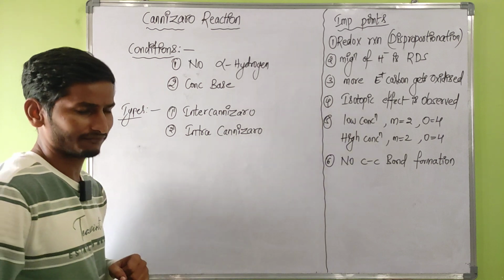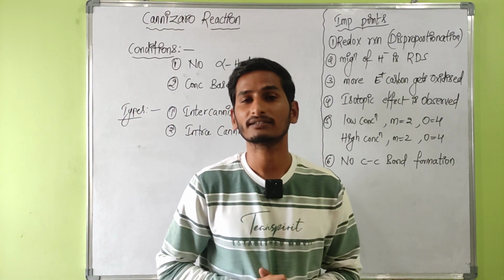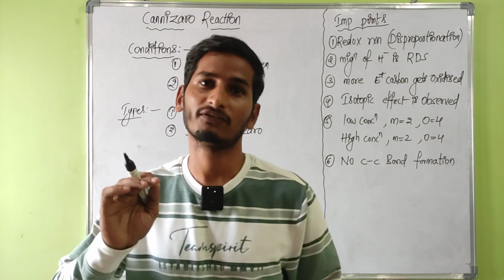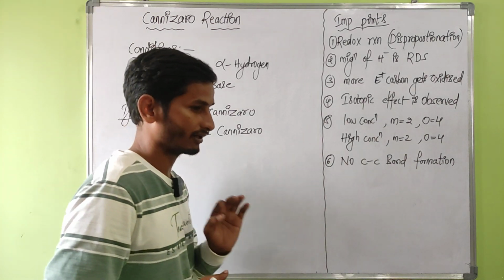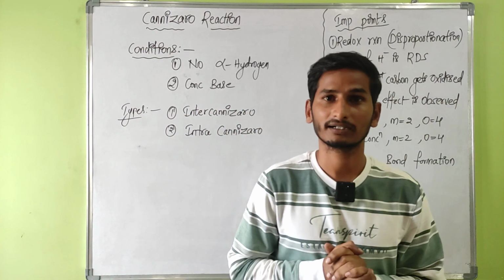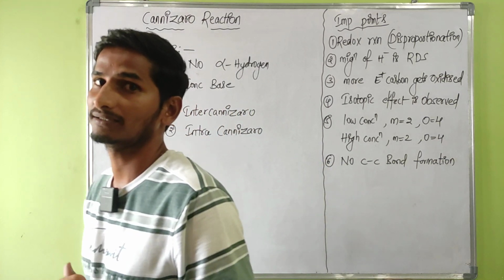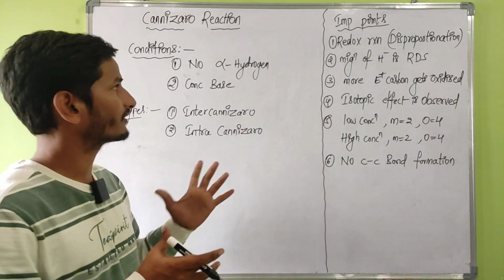Firstly, we have to look into the conditions. Conditions are very important for a reaction. Coming to the first condition, there should not be alpha hydrogen. And coming to the second condition, the base should be concentrated. So what are the alpha hydrogens?